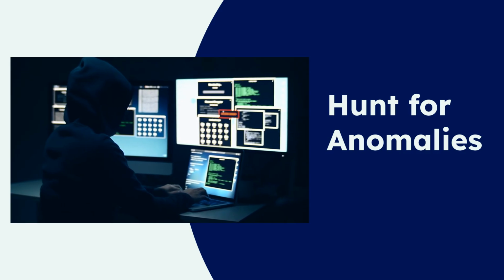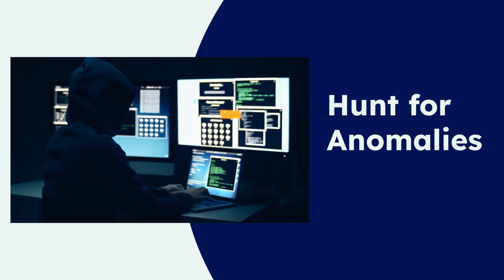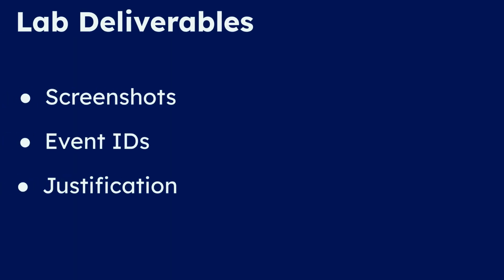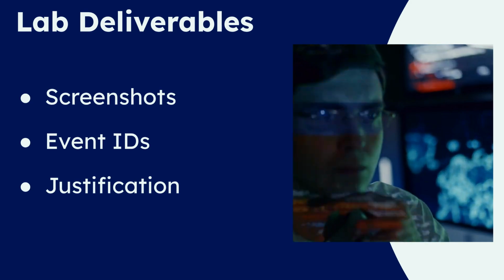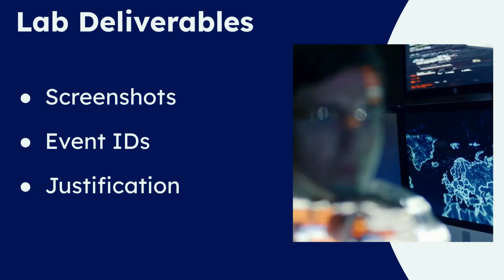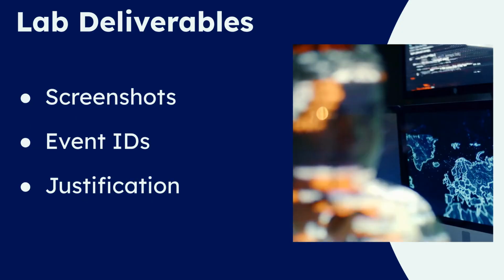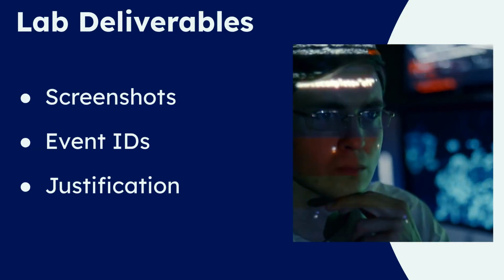Hunt for parent-to-child process anomalies, like Office launching PowerShell, odd command line flags, and base 64 telltales. Your deliverables include screenshots, event IDs or fields, and a 2 to 3 sentence justification describing what behavior, which signal, and why it indicates malicious activity. A helpful tip: if you expected a log and didn't get it, document the gap and propose a control.